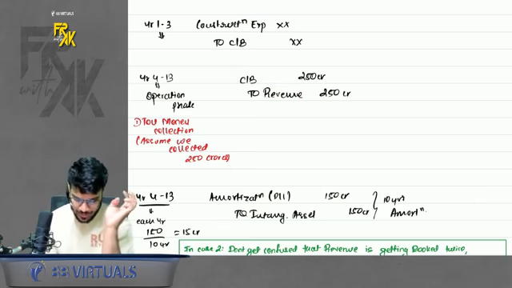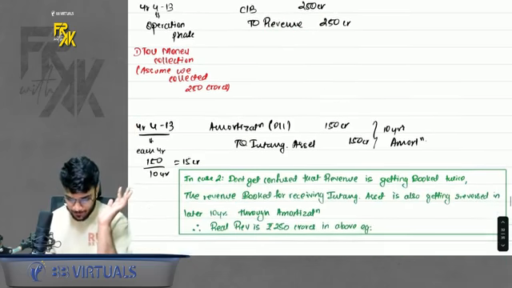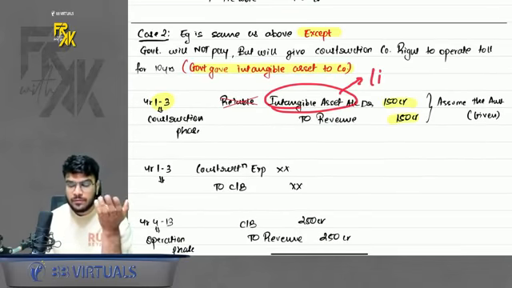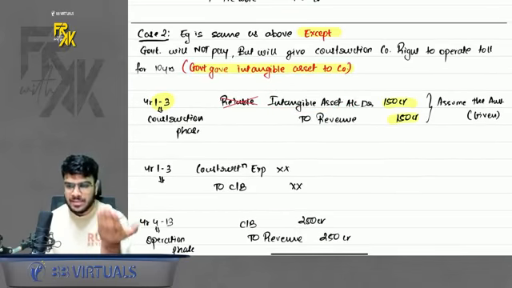Whatever you receive, assuming that you receive 250 CR, book 250 CR. Then because you booked an intangible, let's say the license tenure was for 10 years. The government gave the license for 10 years.